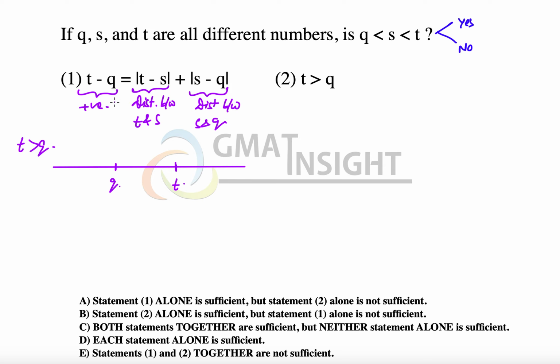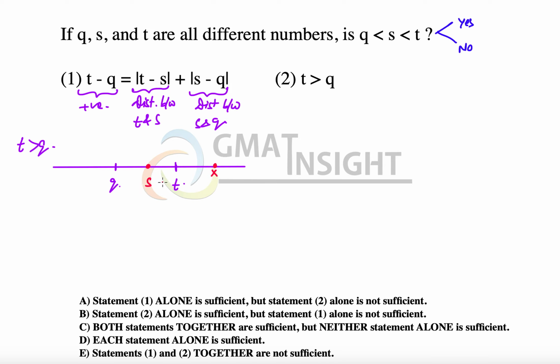Now this statement says that the distance between t and q is equal to the distance between t and s and the distance between s and q. So if s is here, then the distance between t and s will be this distance, but the distance between s and q will be this big distance, which is not possible if it is equal to t - q. That means we cannot take a point s at this place.